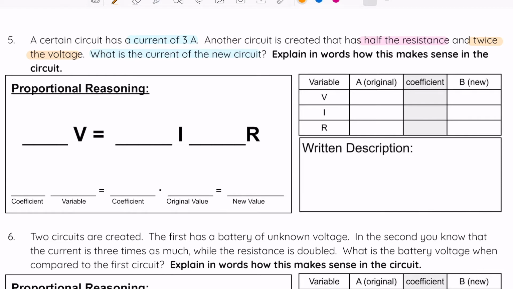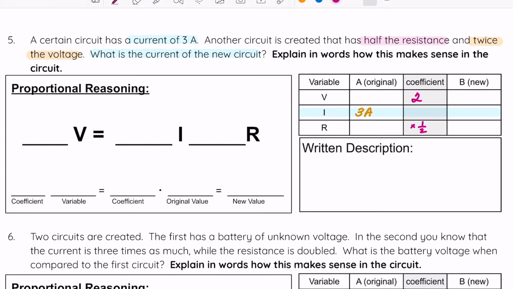And we're going to go ahead and write the current down in our table as 3A. And we're seeing that it is half the resistance, so the coefficient of resistance is 1/2. And we have twice the voltage, so the coefficient for voltage is 2. Next, we're just going to think about how this is all going to make sense for us. Since we're looking for the current value, I'm going to highlight it here in blue and fill in our blanks.